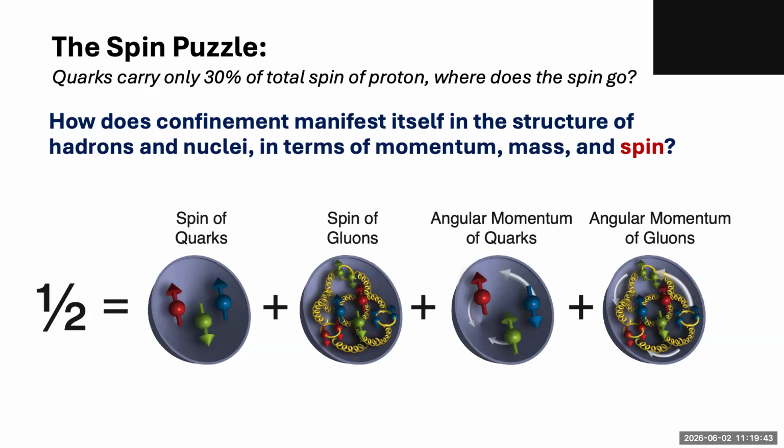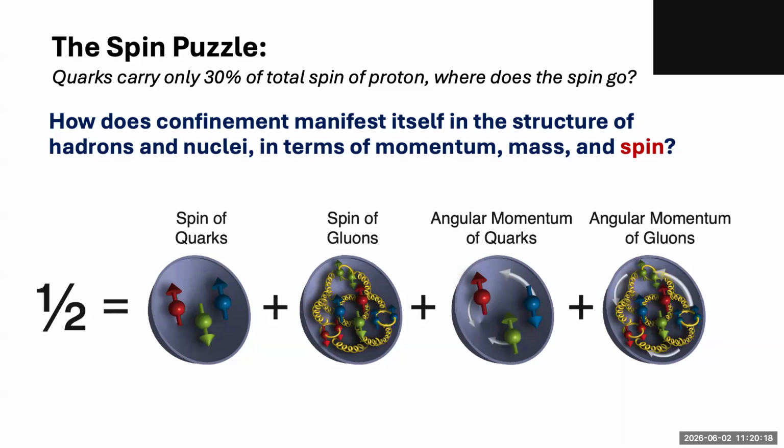That was the assumption. But then, of course, in the 80s, this famous experiment, EMC, measured that the quarks carry almost 0 spin. So that was the so-called proton spin puzzle. So where does the spin come from in the proton? In modern language, we can decompose it into the spin of the quarks, the spin of the gluons, and the orbital angular momentum of quarks and gluons. One important thing here is that I wanted to show you how this experiment was done. Okay, this is very important.